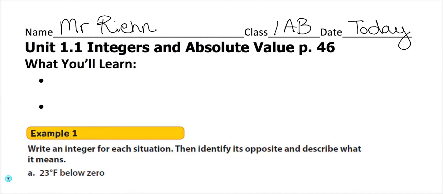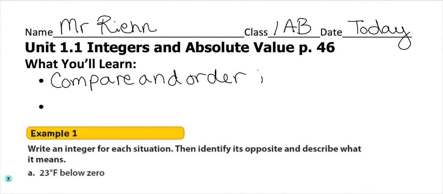All right, so what are we going to actually be learning today? We're going to start looking at integers and absolute values specifically. So the first thing we're going to be doing is we're going to compare and order integers. You may be saying, well, what is an integer? Well, we're going to talk about that in just a minute, okay?